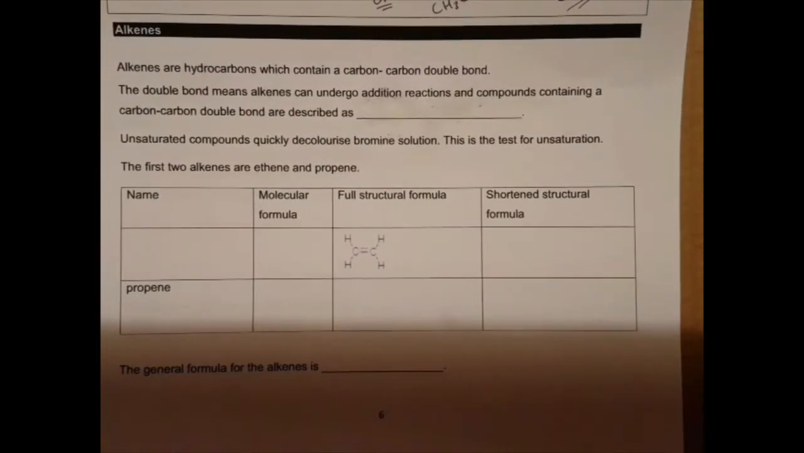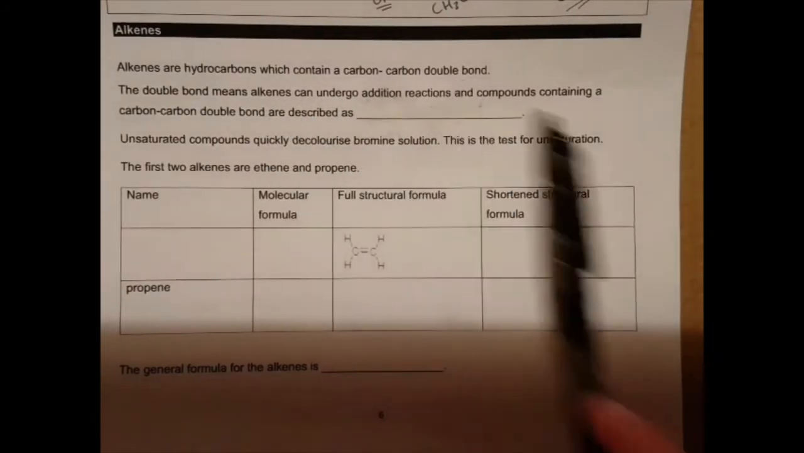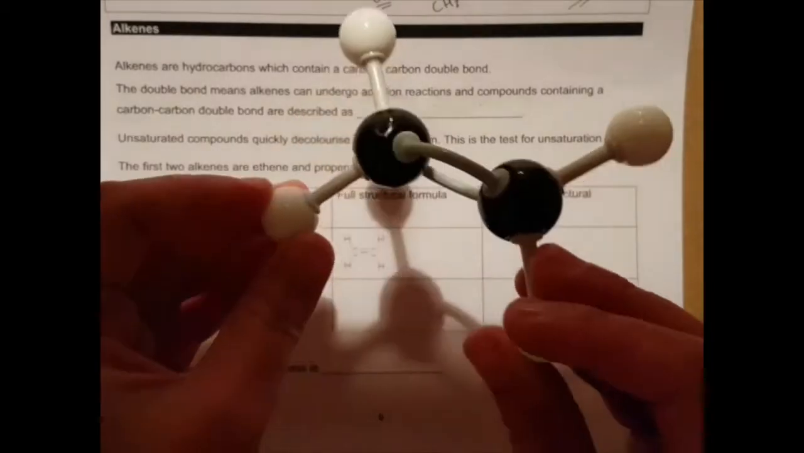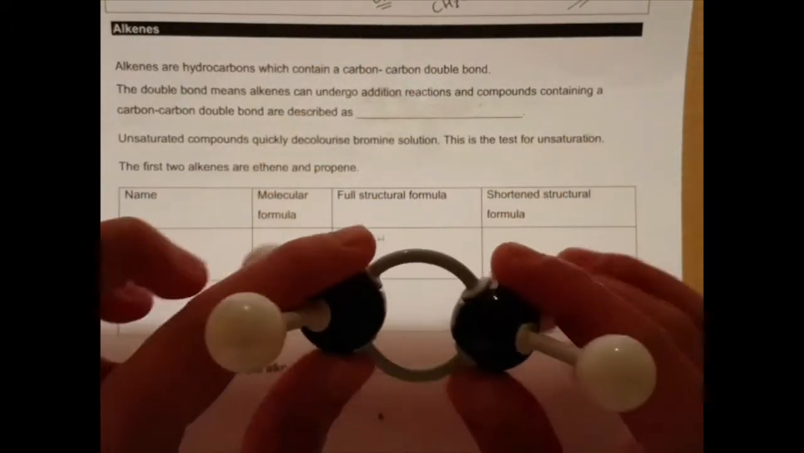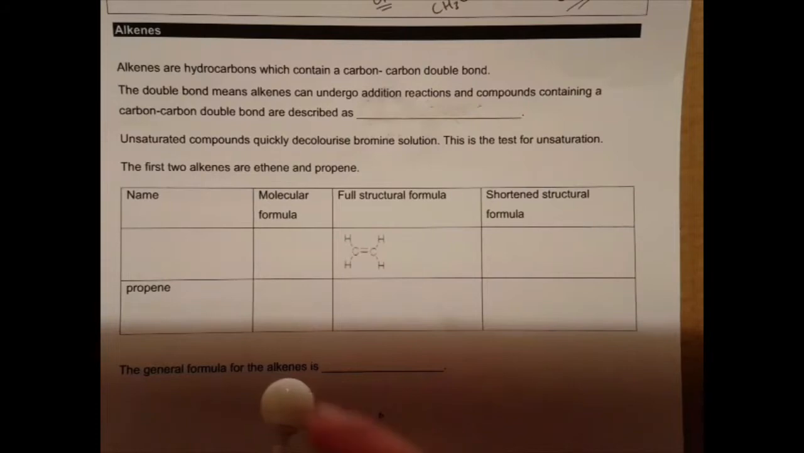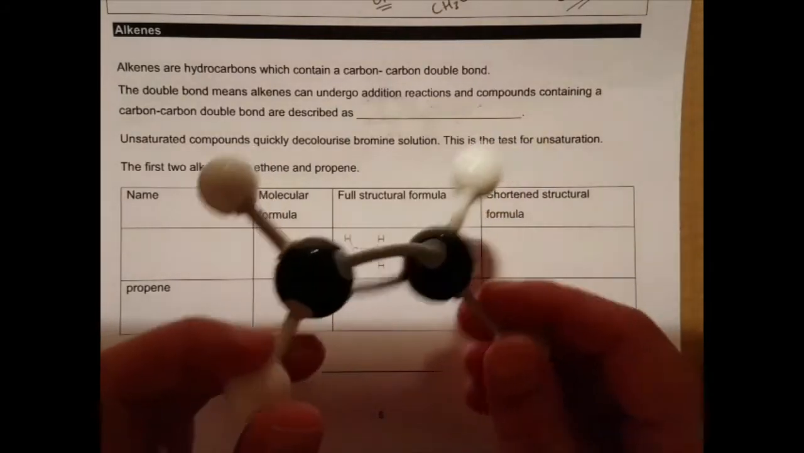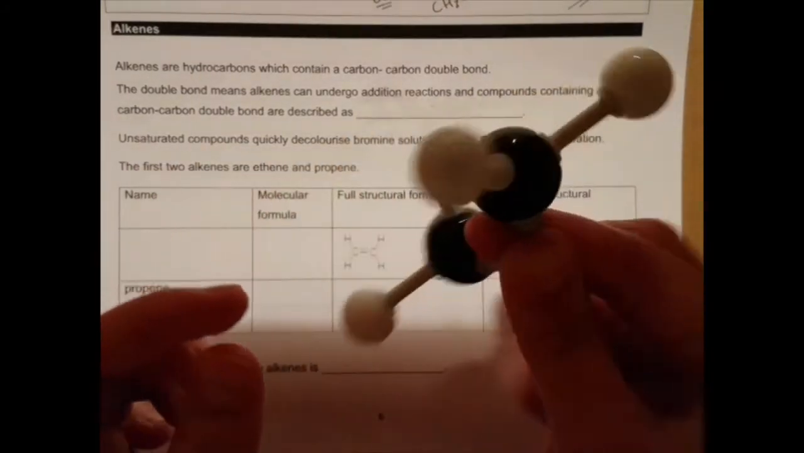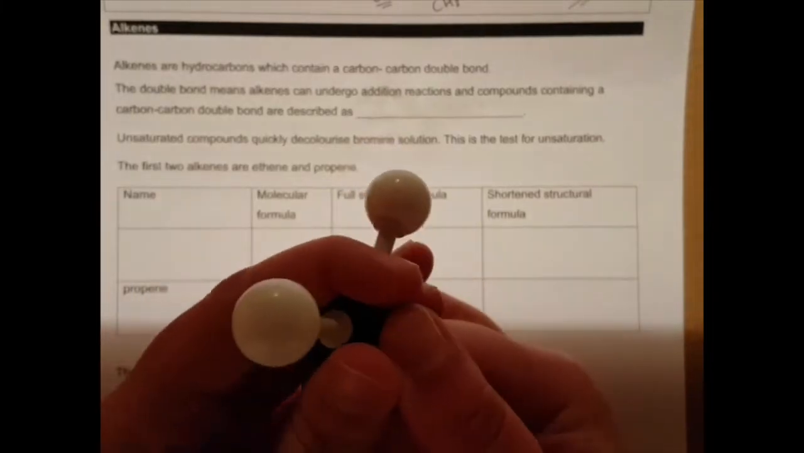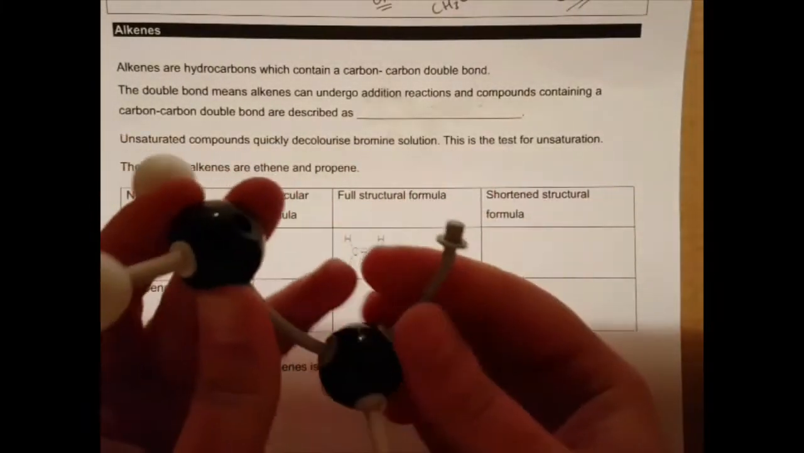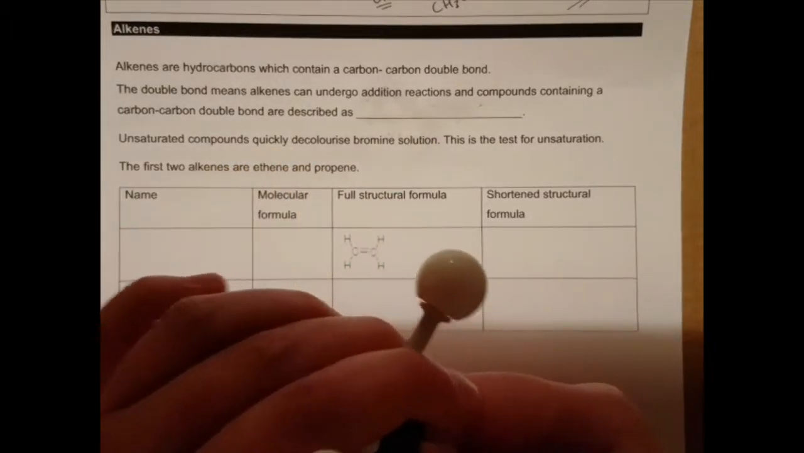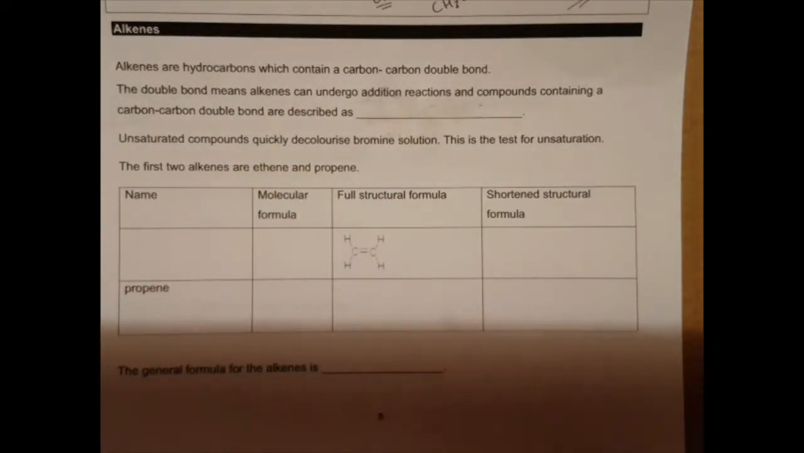Okay, we're going to move on now and look at alkenes. So your notes say alkenes are hydrocarbons which contain a carbon-to-carbon double bond. So I've got an alkene here. We can see that there are 2 bonds connecting the carbons, so a double carbon-to-carbon bond. The double bond means that alkenes can undergo addition reactions. So having a double bond in a hydrocarbon molecule means that that double bond can break, and we can then add more atoms onto this structure. That's what we mean by an addition reaction, and we'll look at them in a minute.